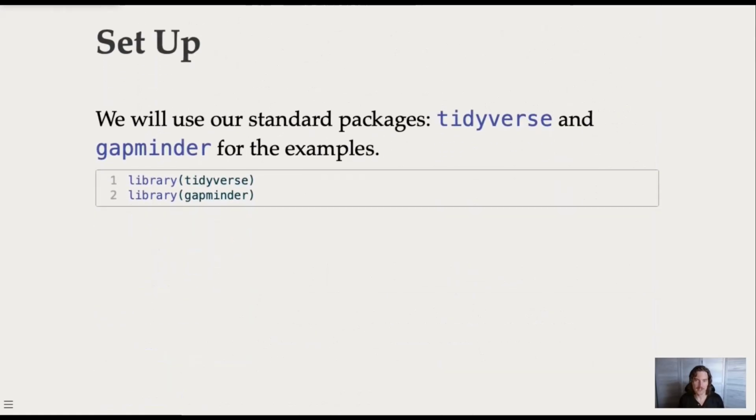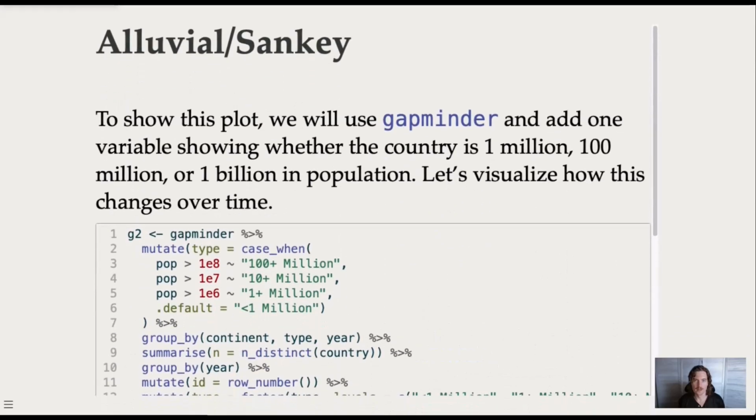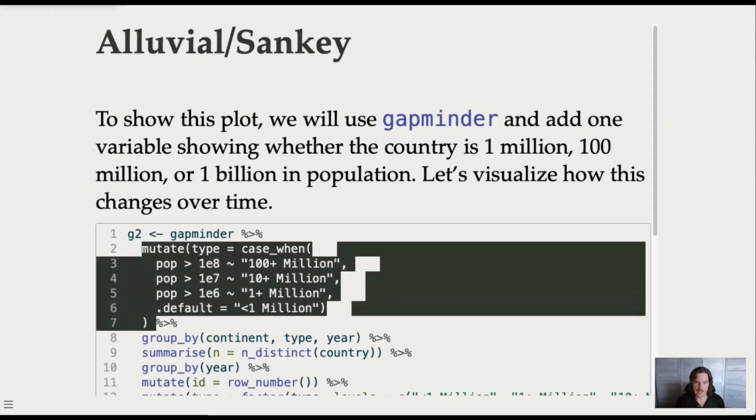For the setup, of course, we're going to use tidyverse and gapminder data here. For alluvial and Sankey diagrams, like we mentioned, we're going to use the ggalluvial package. To get the data prepared for this, we're going to semi-artificially create another categorical variable that we can use. This one, we're going to use this code right here with a case_when statement.